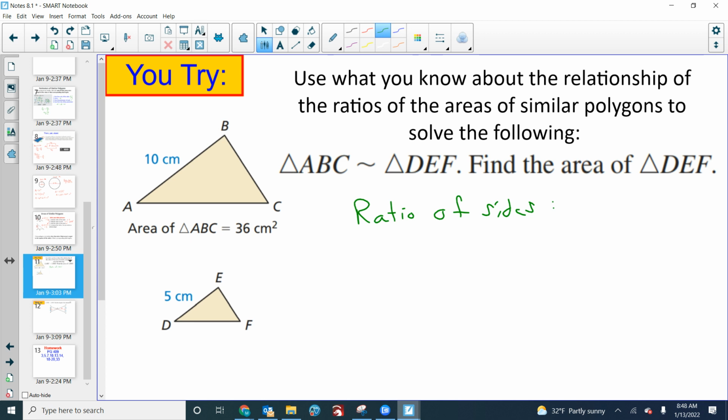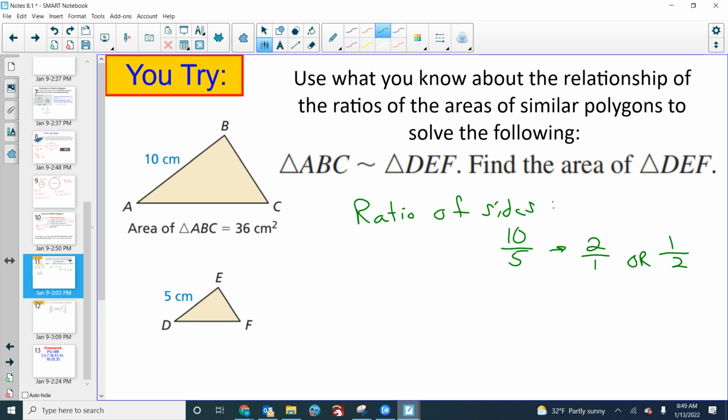Jackson? Yep. What's the ratio of the sides on this one? 10 to 5, which reduces into 2 to 1 or 1 to 2, depending on which way you're going to go. 10 to 5, which is either 2 to 1 or 1 to 2.